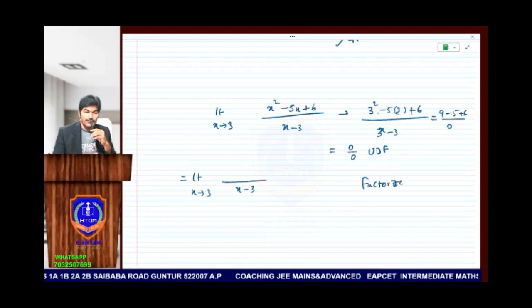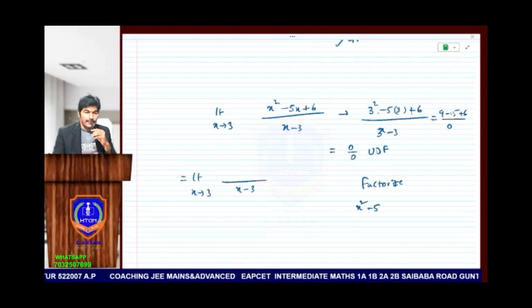It changes from problem to problem. Don't think that once one formula or one procedure is learned, everything will be solved. No. This will depend upon the given function. So here it was quadratic. You can modify a quadratic only by doing factorization. So let me factorize this.